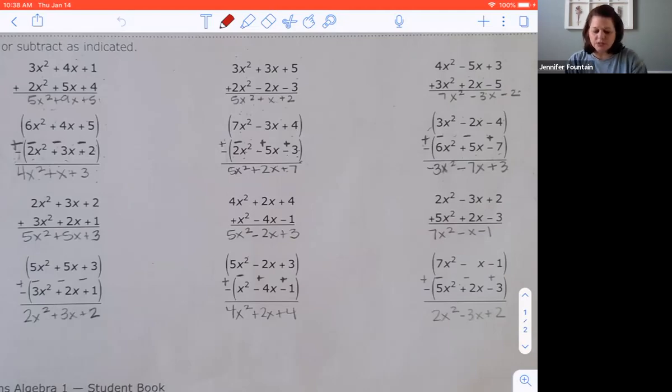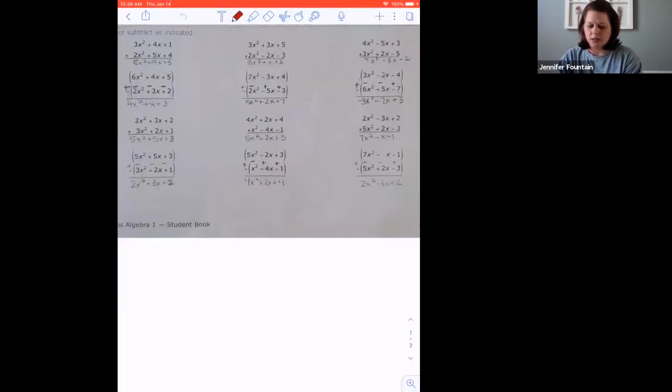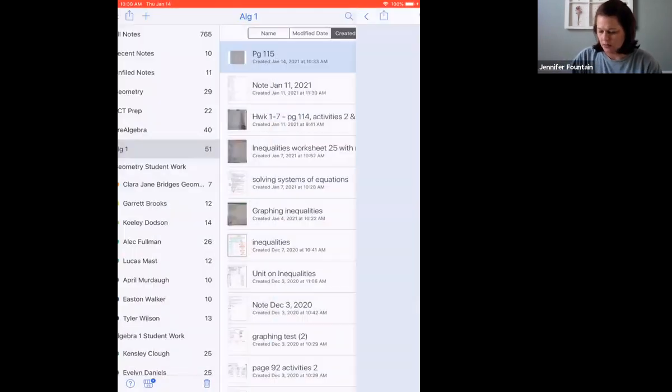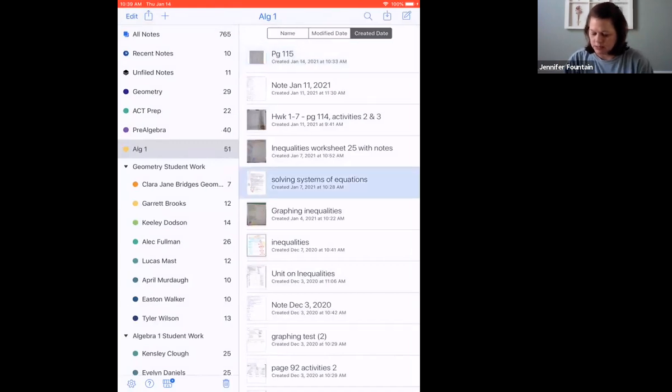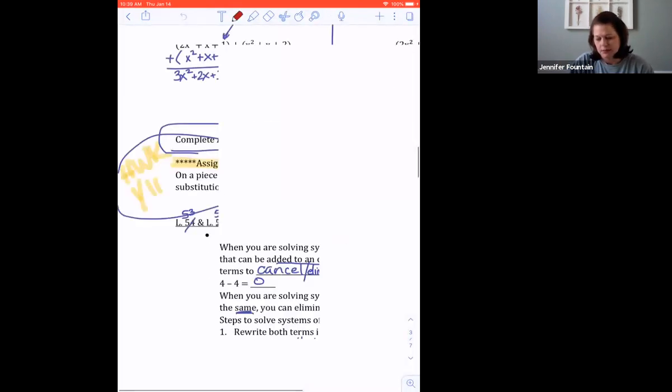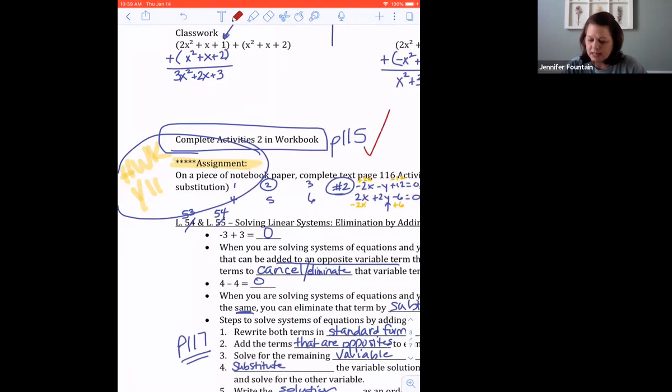All right, so any questions on these that we just checked, page 115? Any of the questions on these? Everybody good with them? Everybody's checked your homework? Okay. Let's go ahead and get back. All right, so we checked that. Now let's keep on going.